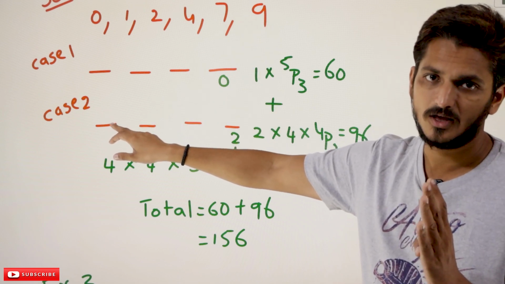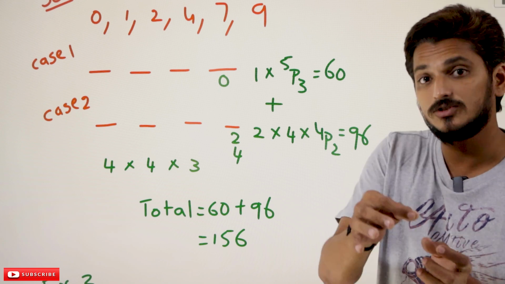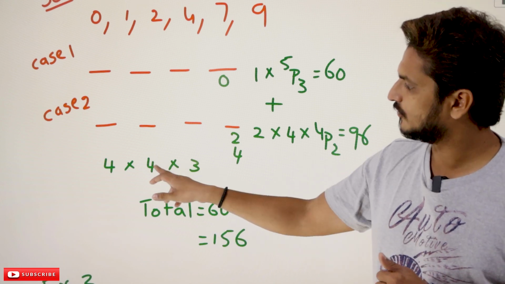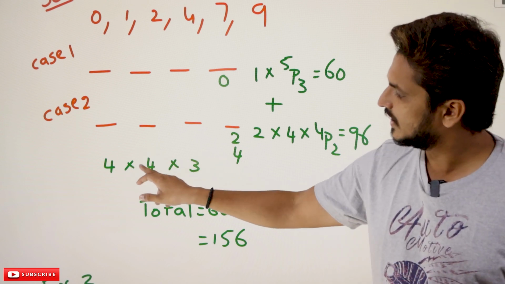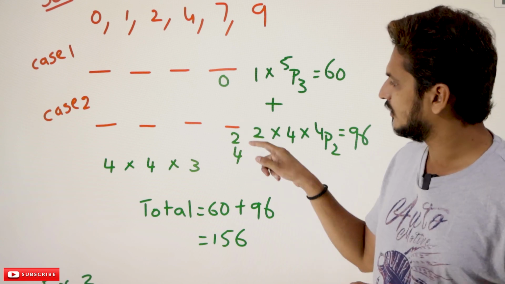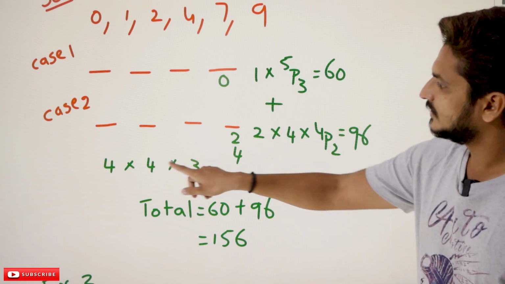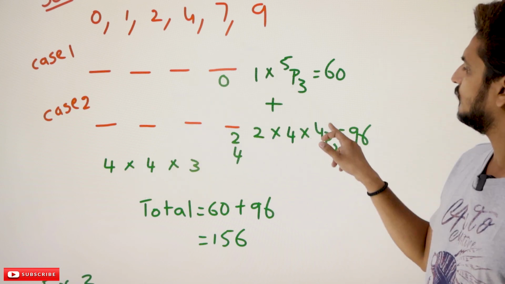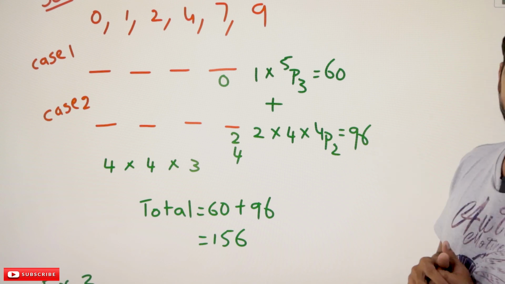4 elements are there. Once you fill this position with 4 elements, the second position can be filled with again 4 elements because 0 is included. The same case as above in the first example. So 4 elements can be filled here and the next position can be filled with 3 elements. 4 multiplied by 4 multiplied by 3, and this position can be filled with 2 elements. You can place 2 or you can place 4. That's why 2 multiplied by 4 multiplied by 4P2 ways, 4 multiplied by 3. This total value is 96.